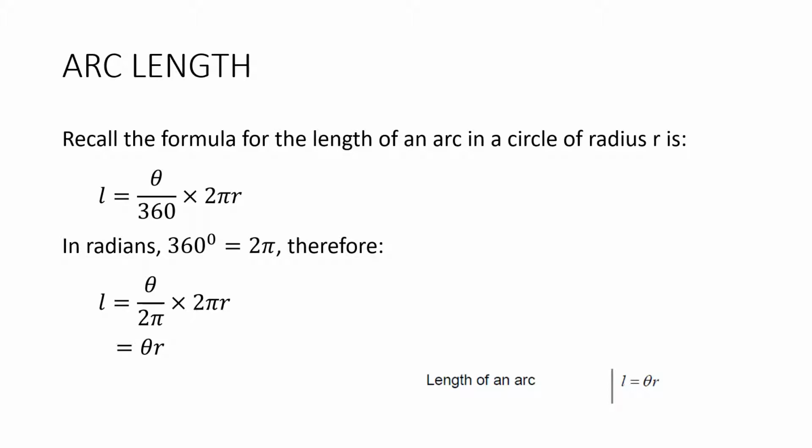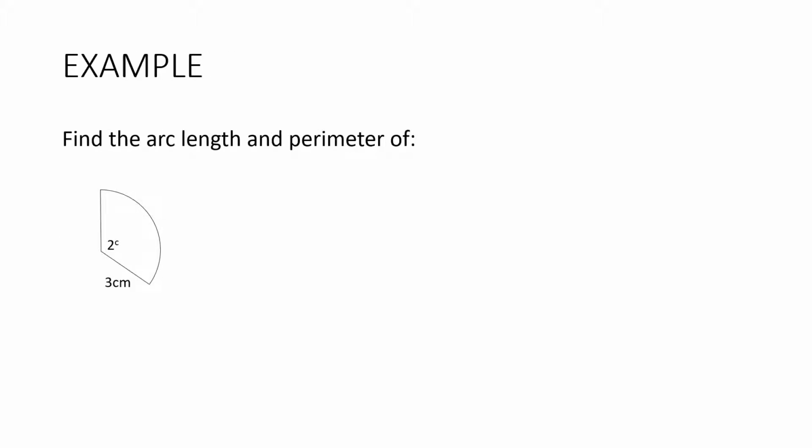And there it is on the formula sheet for you. Here's an example. Find the arc length and perimeter of this sector. So you can see we've got 2 radians at the center here. So to find the arc length, I'm just going to do L is equal to theta times r, and it's really simple. I go 2 times 3 is 6. So this is 6 centimeters around here.